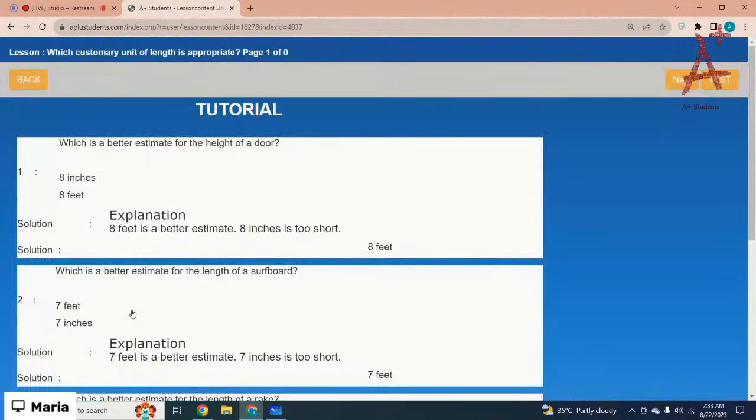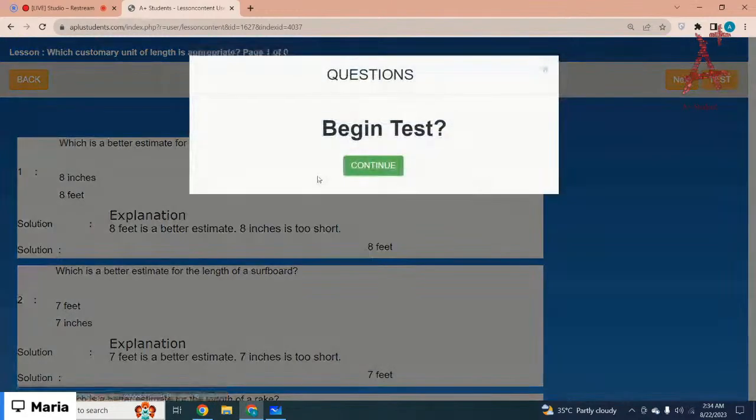Okay, which is the better estimate for the height of the door? 8 feet or 8 inches, which is the correct option? Basically, inches and feet are the two units to measure the height, right? Inches is a smaller unit, feet is a bigger unit. So it would be just 8 feet. Let's just start with the test questions.